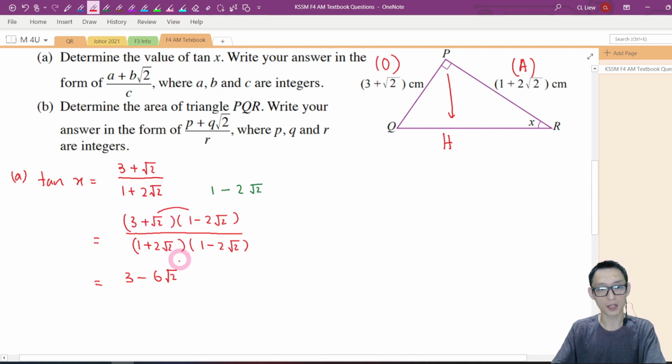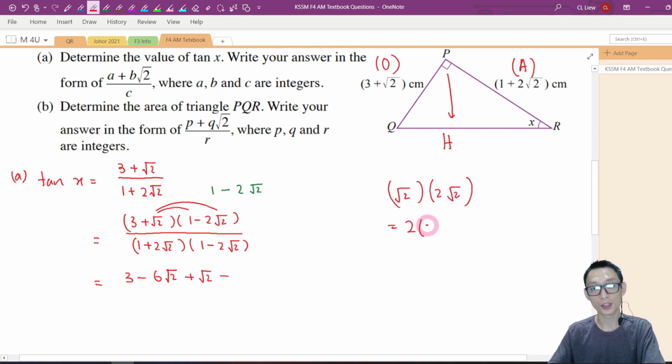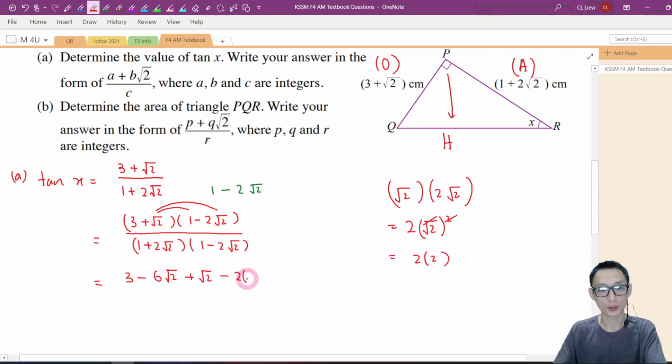So this positive, positive, you get positive. How about this? Positive, negative, you get negative. So again, I hope that you know this one. Times 2 square root of 2. So 2, I just copy. Square root of 2 times square root of 2 is equal to 2, right? Why? Because square root of 2 times square root of 2 is actually equal to square root of 2 squared. So this one is actually equal to 2 times 2. Okay? So here, let me write 2 times 2 first. If you want to write 4, it's okay.